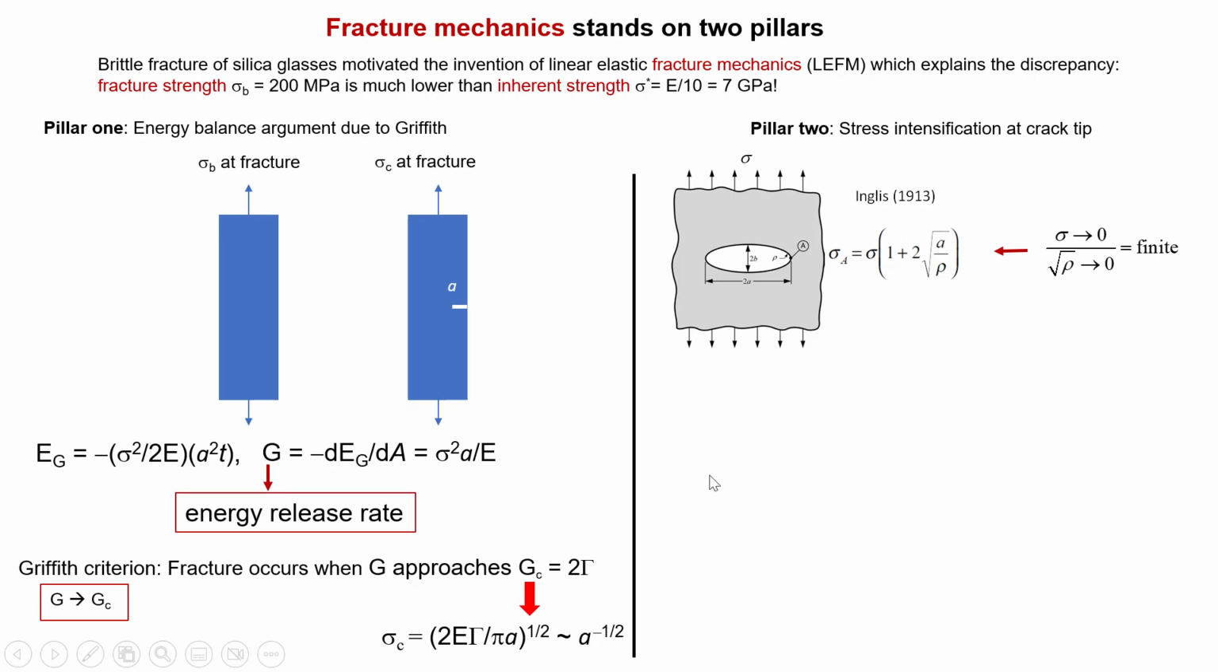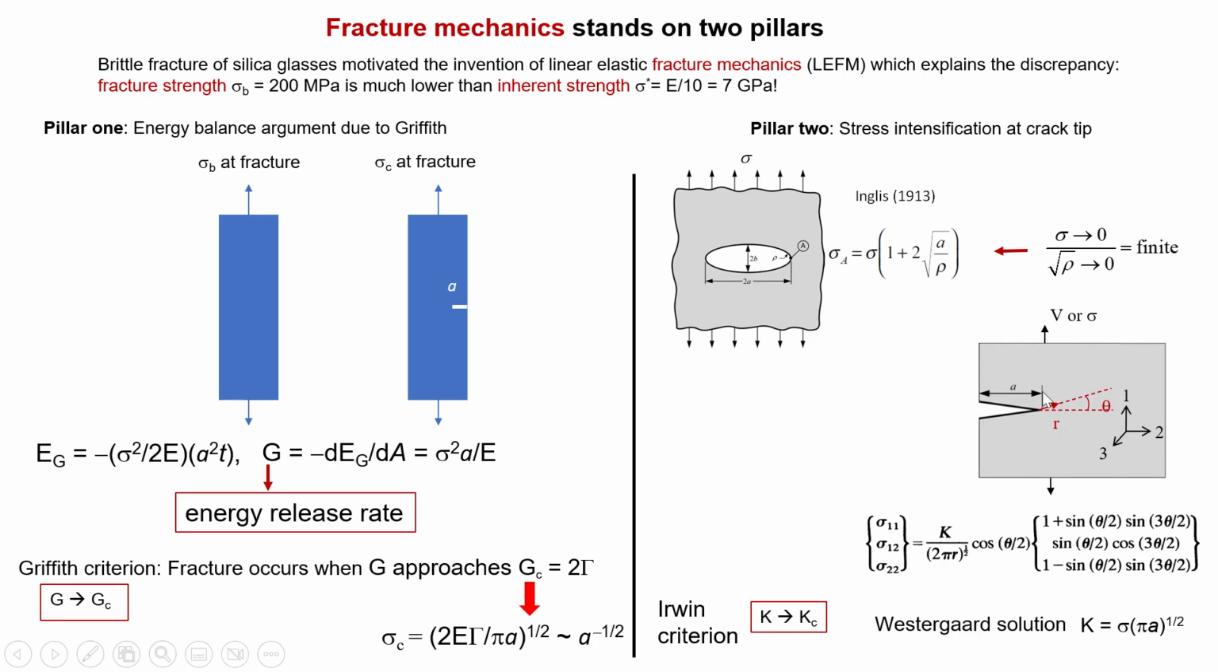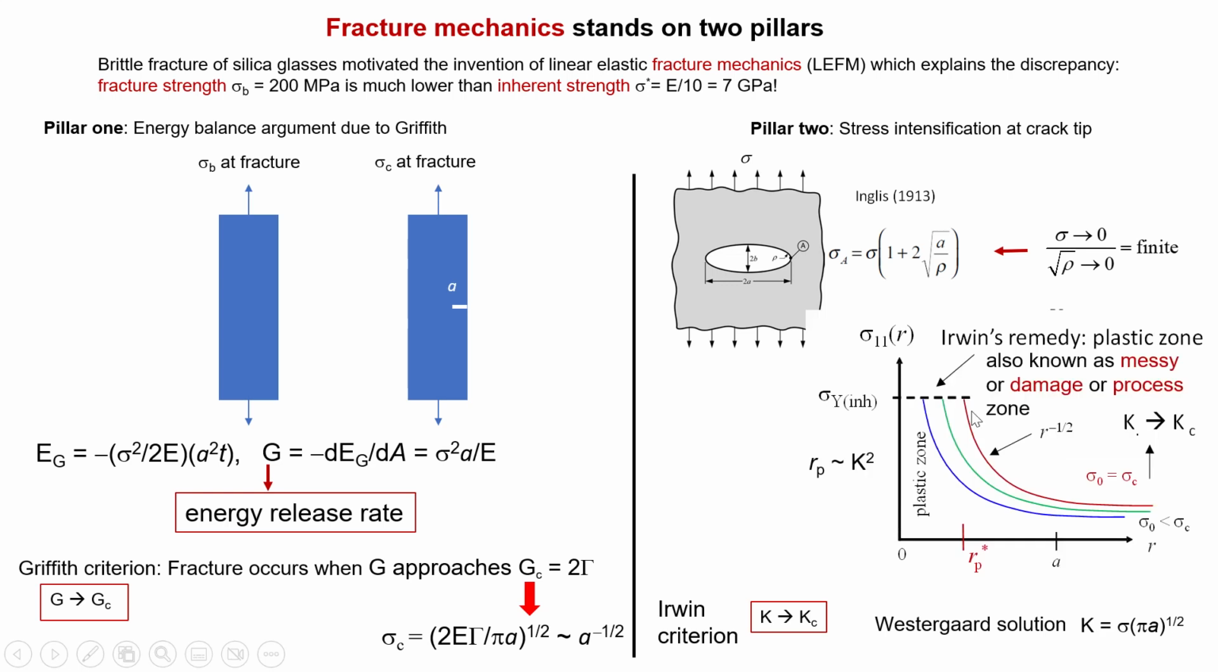On the other side, pillar 2, of course, we have Westergaard's solution. We have stress divergence, and then Irwin comes back and says, oh, let's deal with that divergence by proposing a plastic zone size. Note, this plastic zone size is suggested in the textbook to scale with K squared. But this is messy. You call it messy zone, damage zone, process zone, plastic zone. There are at least 4 names. It's just messy. So we tend to think this is a difficult problem.